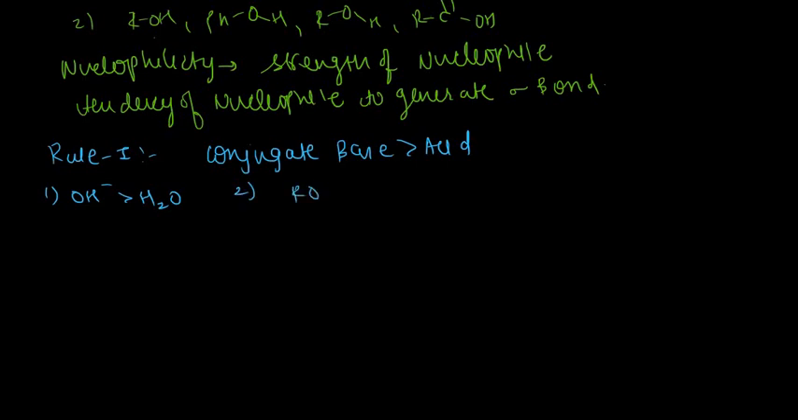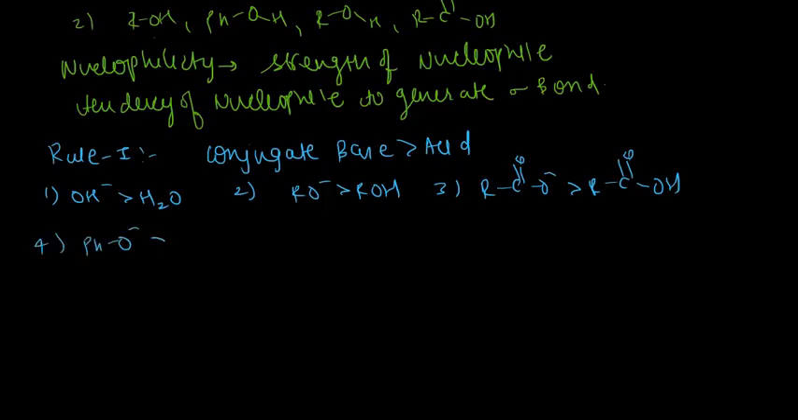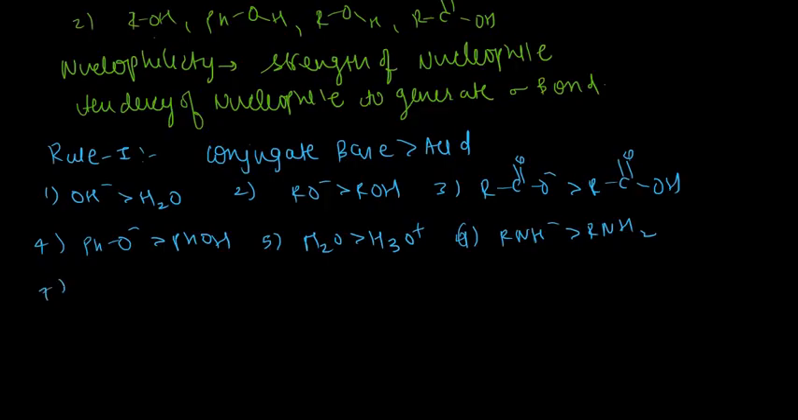Second, we compare RO minus and ROH. Third, we compare RCOO minus and RCOOH. Fourth, we compare phenoxide and phenol. Fifth, we compare H2O, which is greater than H3O plus. Sixth, RNH minus is greater than RNH2. Seventh, NH2 minus is greater than NH3. Eighth, SH minus is greater than H2S.